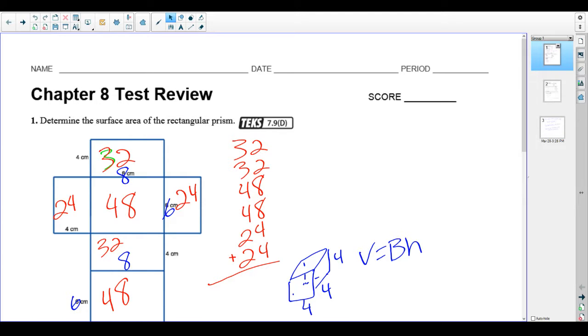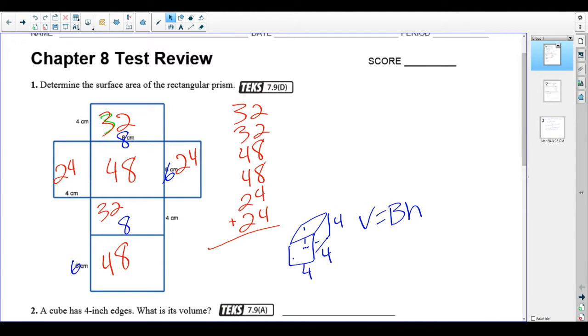Alright, test review that we started in class, and I said that I would go over it and help out people that weren't here, or still had some trouble with surface area and volume. Okay, two kinds of problems you're going to see tomorrow: surface area and volume.